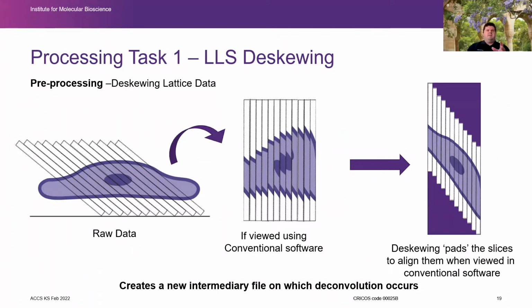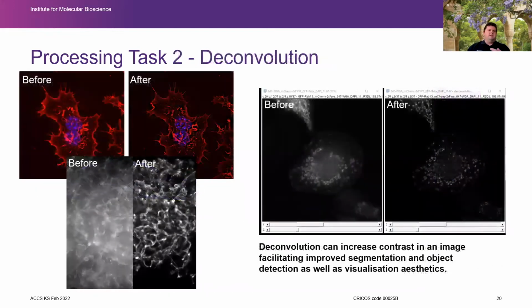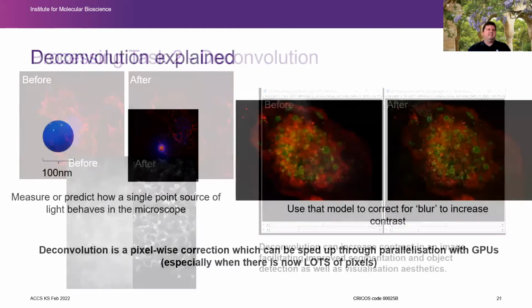But this intermediary file that's created is then what you're going to have to use for the downstream steps, such as deconvolution. Deconvolution is a pixel reassignment method that results in increased signal to noise in the output images. Hopefully these before and after images help you appreciate the power of this method. It's really a benefit for downstream applications like object detection and segmentation, and also for visual aesthetics, making it a processing step that slots in for visualization and analysis.